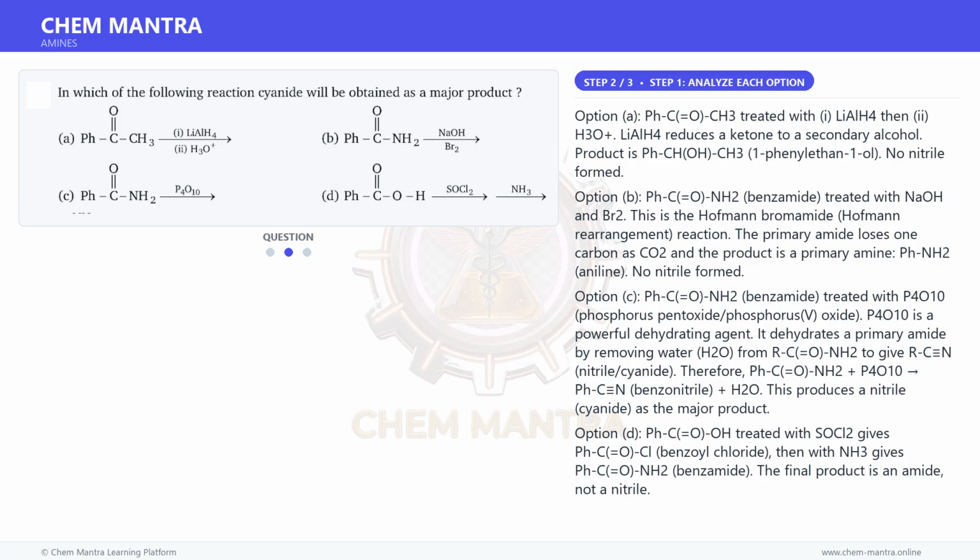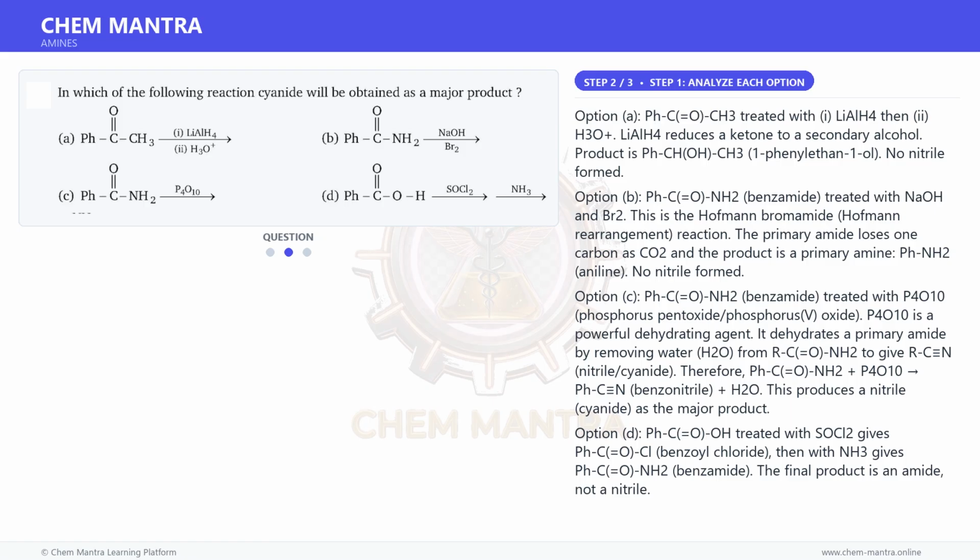Option A, PhC=O, CH3 treated with LiAlH4, then H3O+. LiAlH4 reduces a ketone to a secondary alcohol. Product is PhCH(OH)CH3, 1-phenylethan-1-ol. No nitrile formed. Option B, PhC=O, NH2, benzamide, treated with NaOH and Br2.